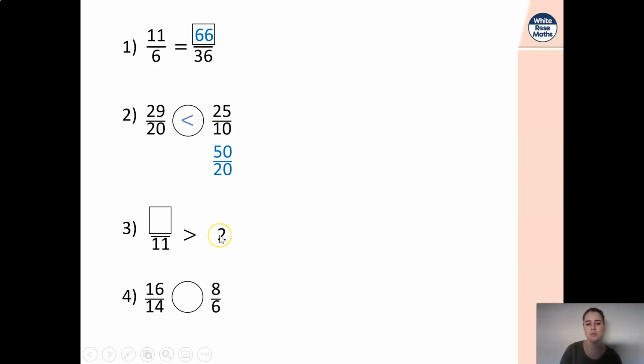Now, if we've got two wholes here, and we're looking at 11, we know that 2 lots of 11 has got to be 22. But this symbol here tells me this number's bigger, which means it's got to be bigger than 22, because it's got to be bigger than 2 wholes. So I've gone for 24, but it could be anything that's bigger than 22, because we know that 2 wholes would be 22 over 11, because it's 2 lots of 11.